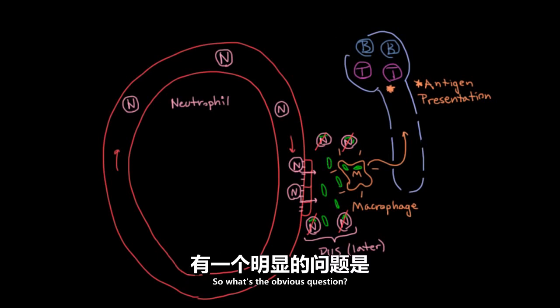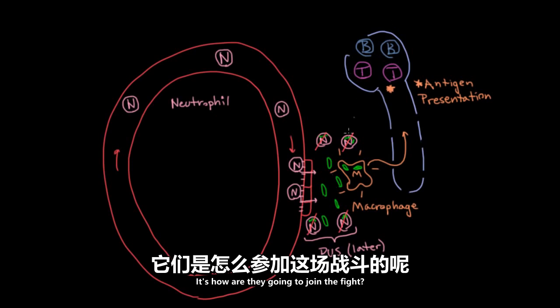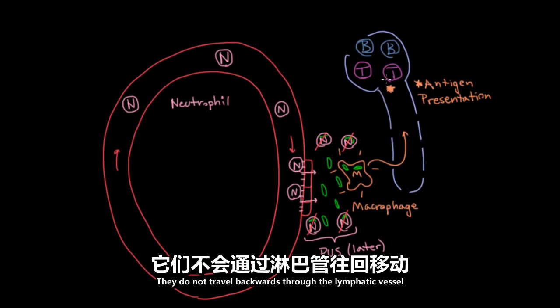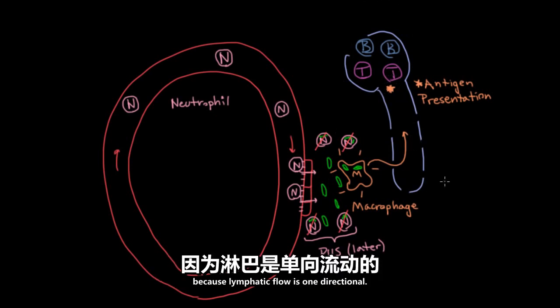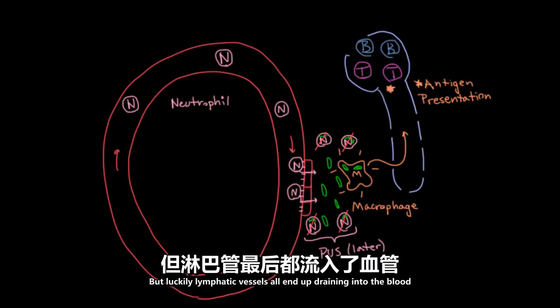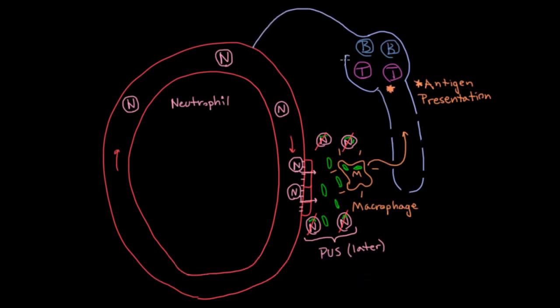So what's the obvious question? Well, how are they going to join the fight? How are these guys going to get there? They do not travel backwards through the lymphatic vessel because lymphatic flow is one directional. It flows this way. But luckily, lymphatic vessels all end up draining into the blood.